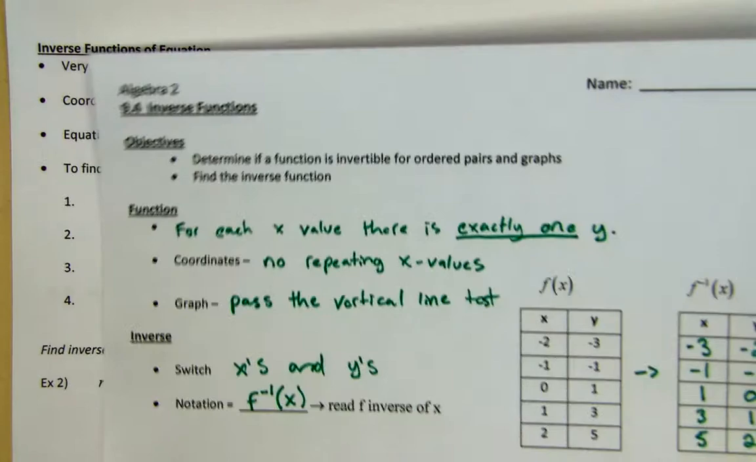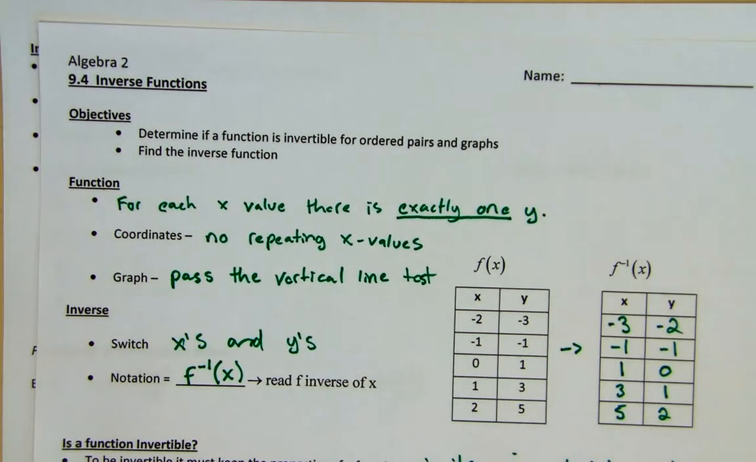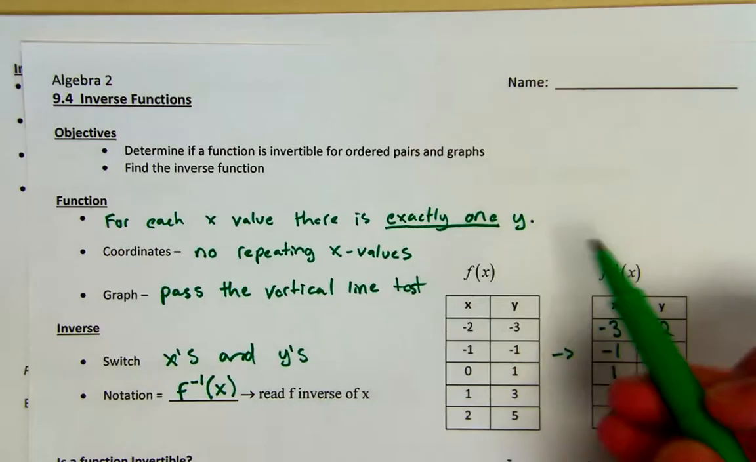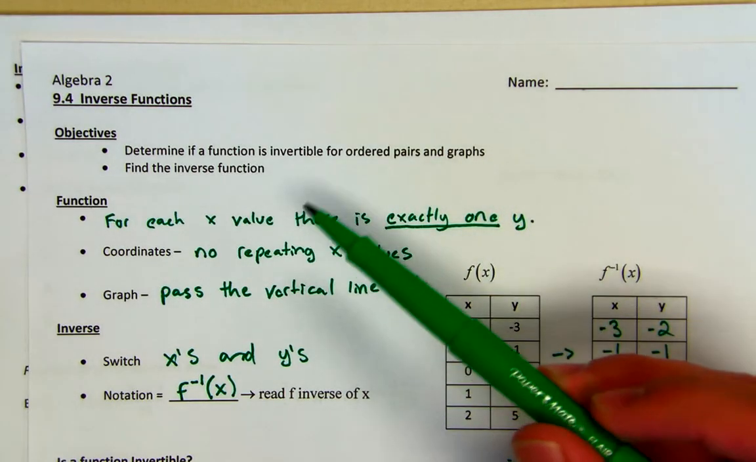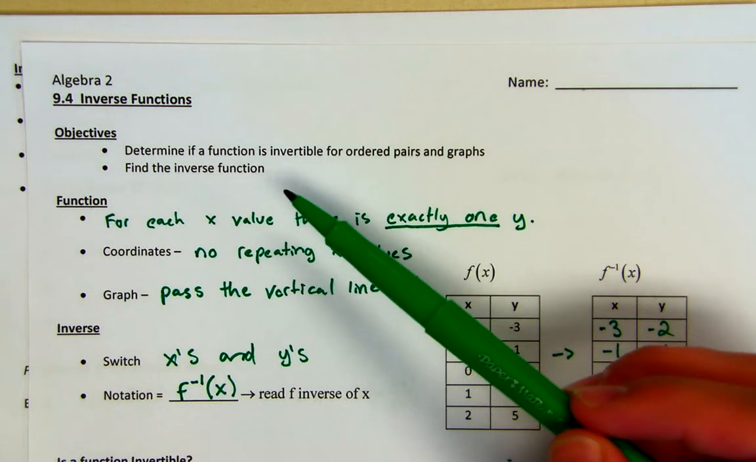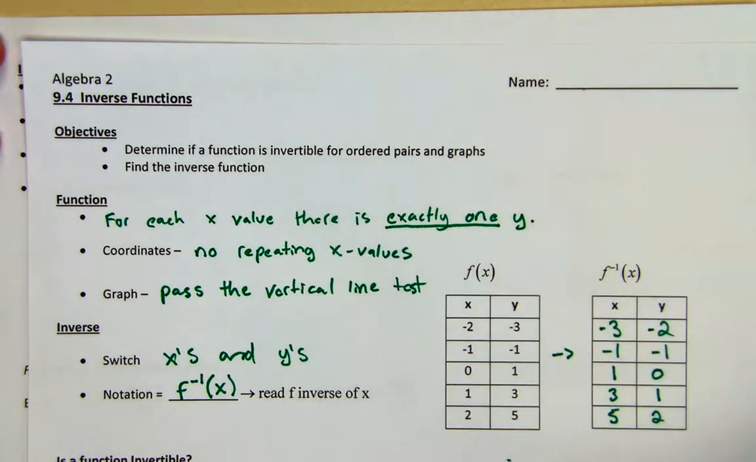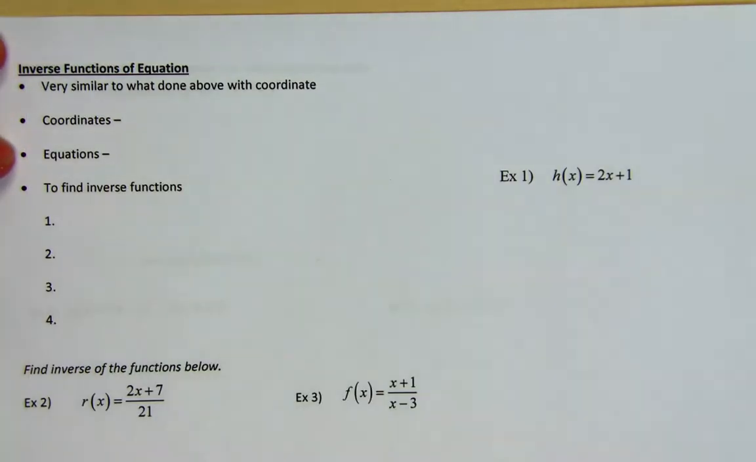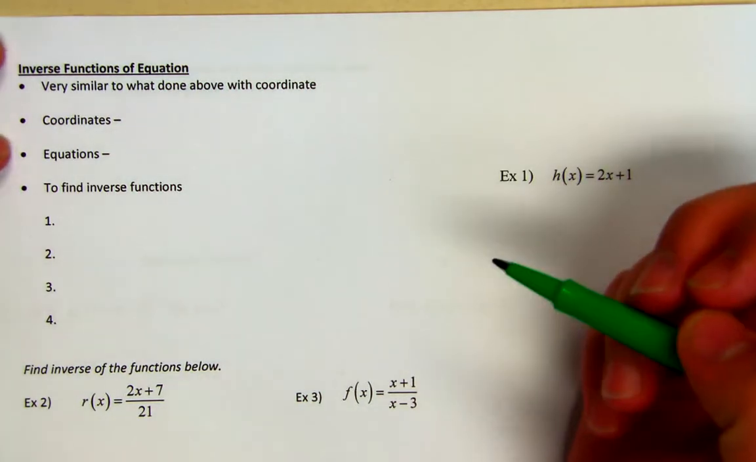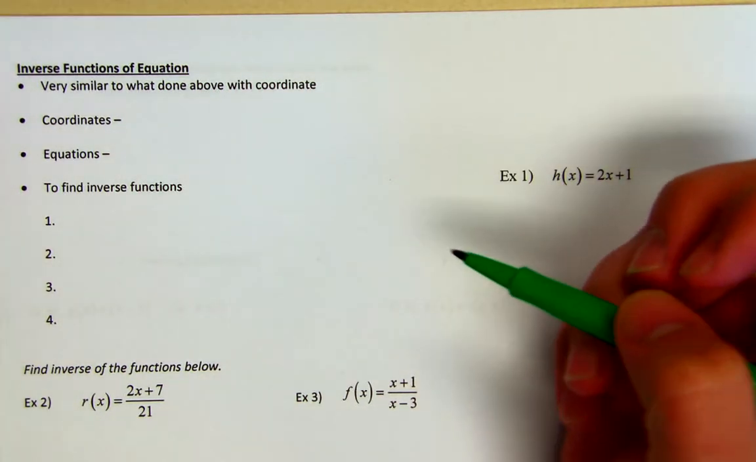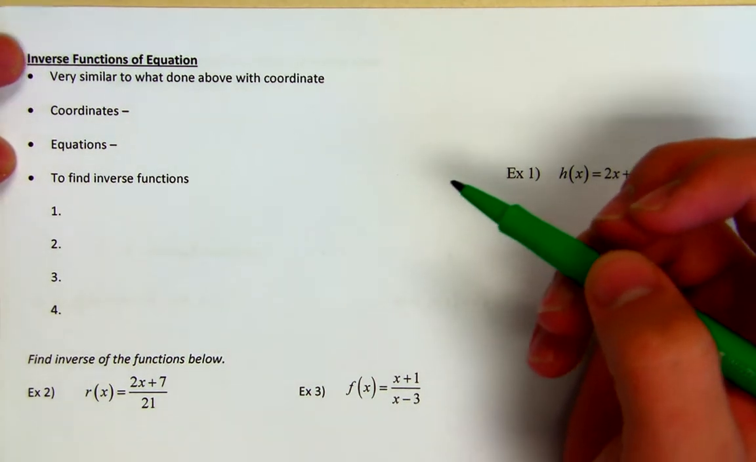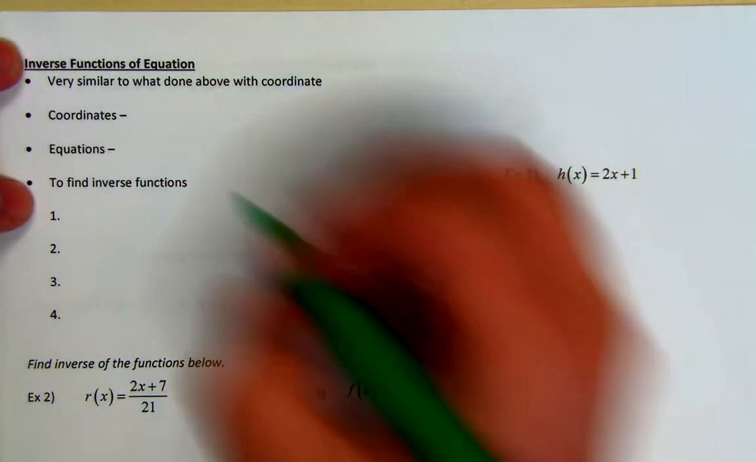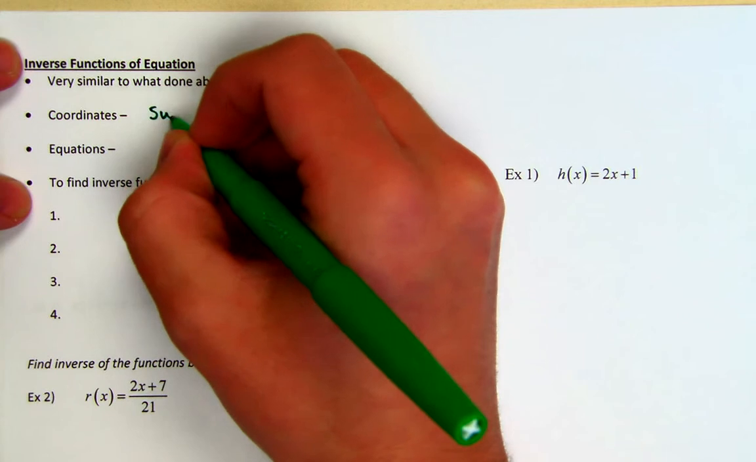In the last video, we learned about inverse functions and determining if something is invertible given ordered pairs and graphs. In this video, we are going to find inverses of functions given different functions. Finding an inverse of functions or equations is very similar to what we did in the last video with coordinates. Again, with coordinates, we switched x and y.